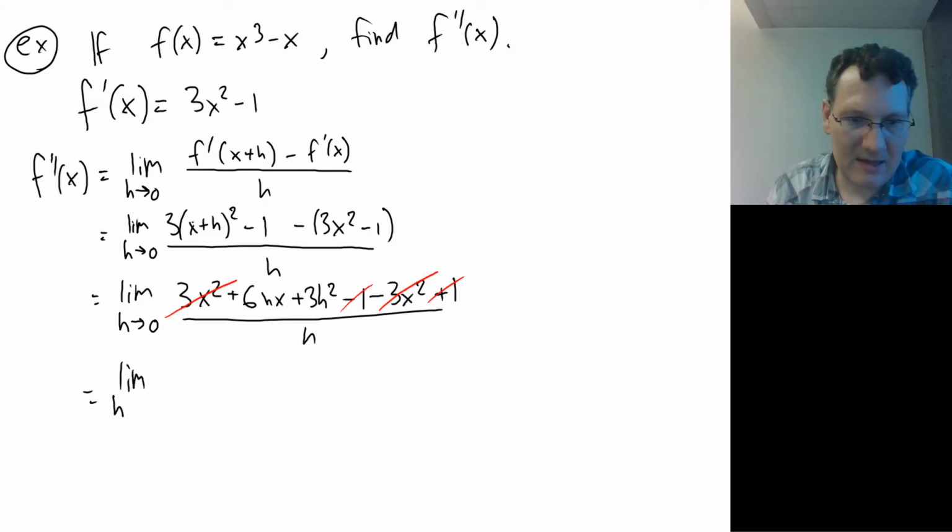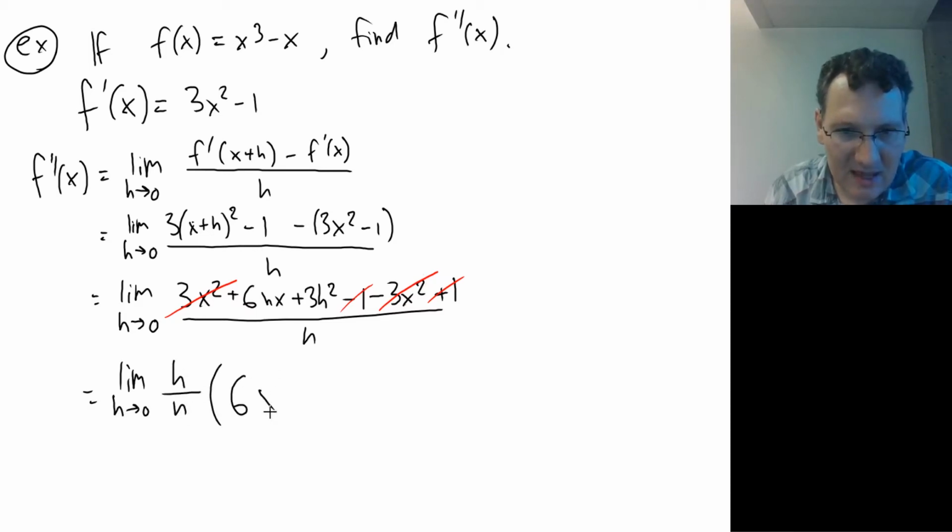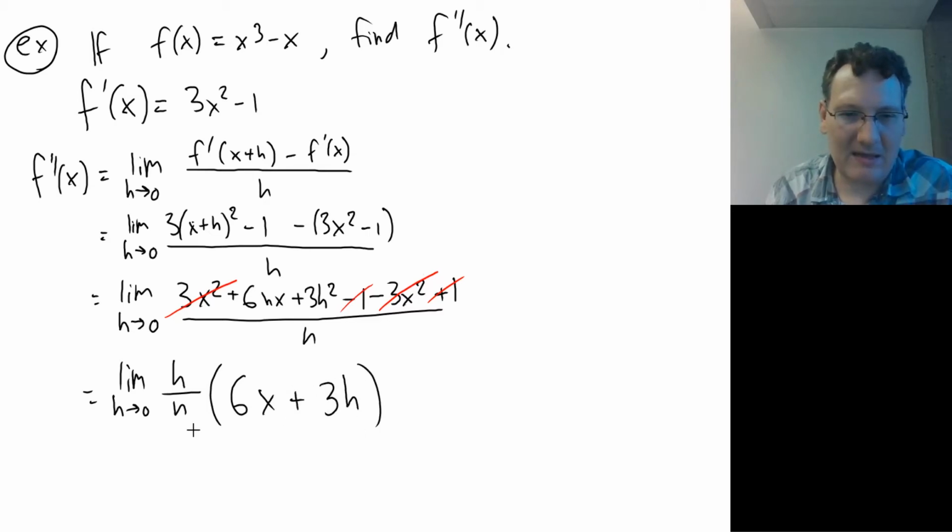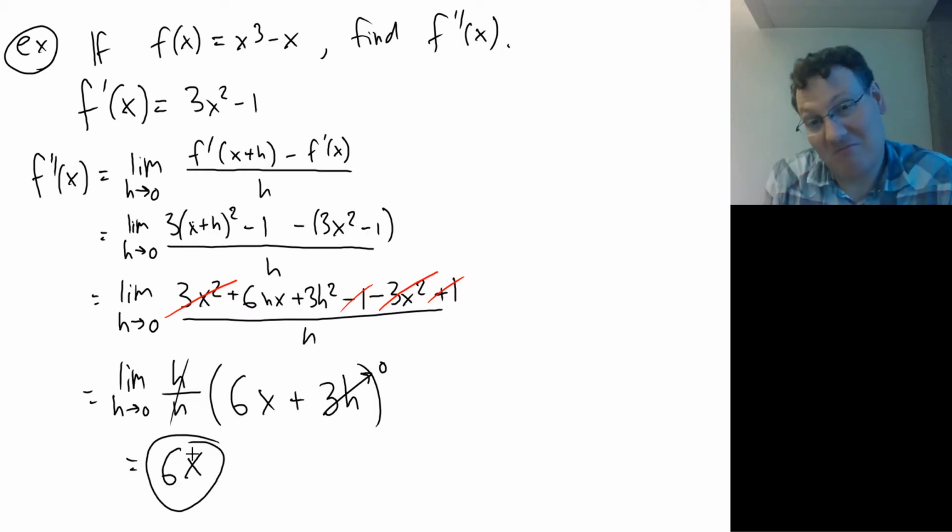Limit as h goes to 0. I'll pull the h out from the numerator and the denominator. What we're left with is 6x plus 3h. And as h goes to 0, the 3h is going to go to 0. So all we're left with in the end is just this 6x. That's the second derivative. Okay, cool.